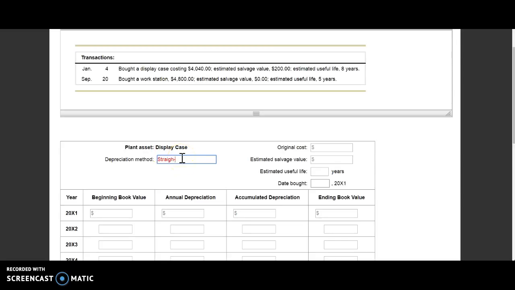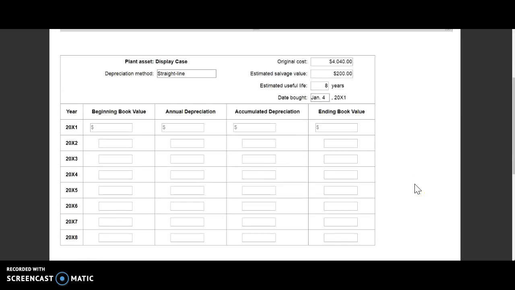Depreciation, we are using straight line. The original cost was $4,040. We get that from the directions. Same with the estimated salvage, which was $200. And then useful life is 8 years. Says we bought it on January 4th. Okay, so now what we need to do is fill out each one for each year.